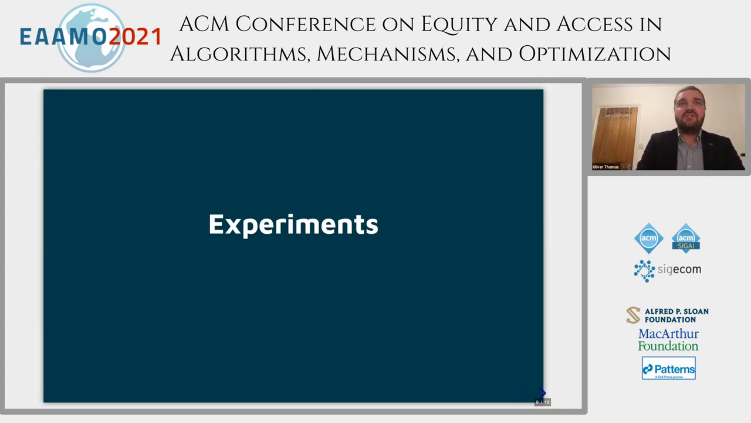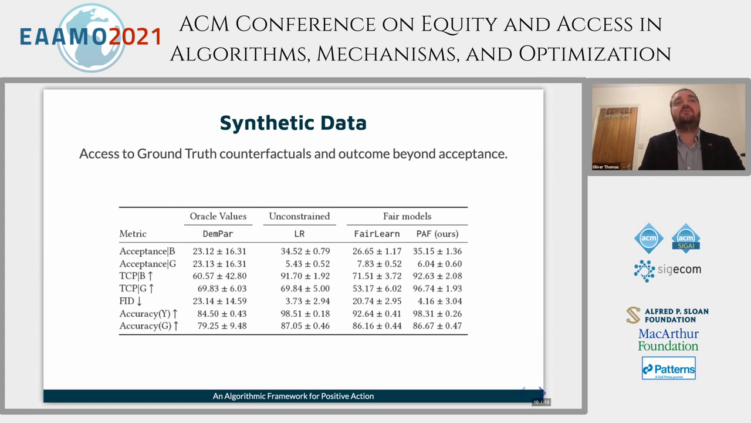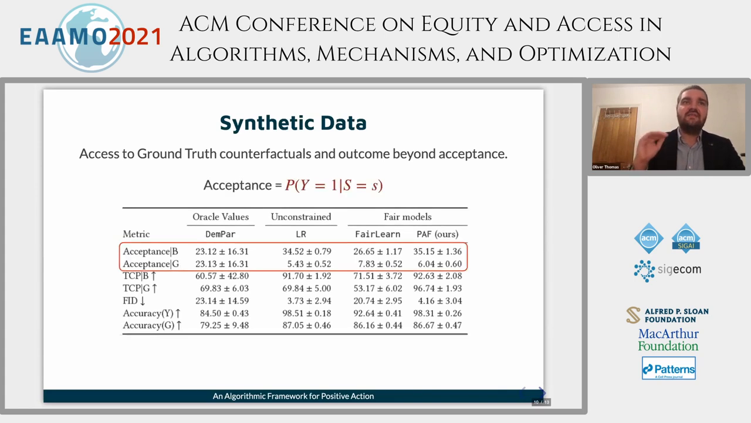We compare our approach against the demographic parity oracle, an unconstrained logistic regression model, and FairLearn, a package implementing Agarwal et al.'s reductions approach to fair classification. Although there are a lot of numbers on this table, I want to highlight two results. The acceptance rate demonstrates the light touch of our approach, showing that our model is similar to that of an unconstrained baseline. Here I want to emphasize that our approach retains accuracy.